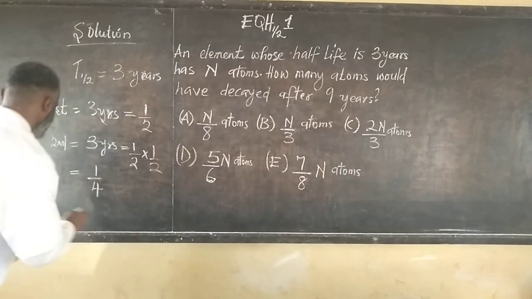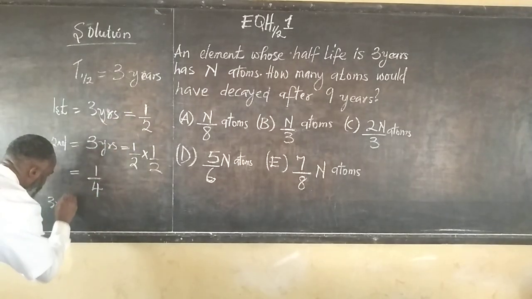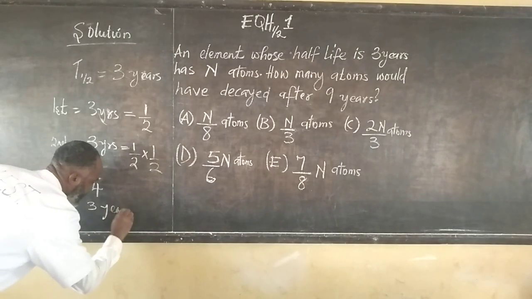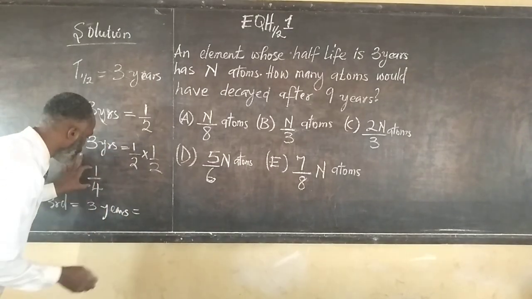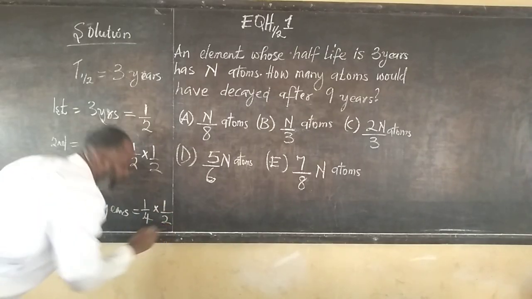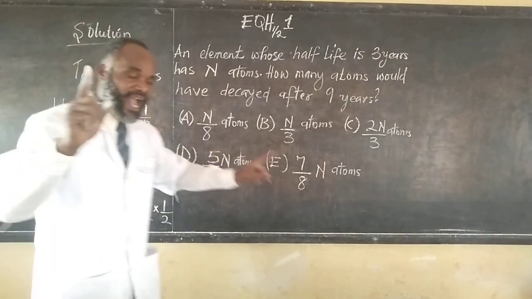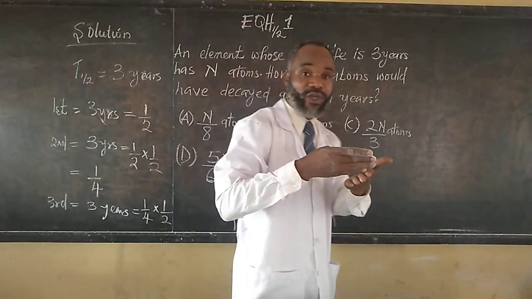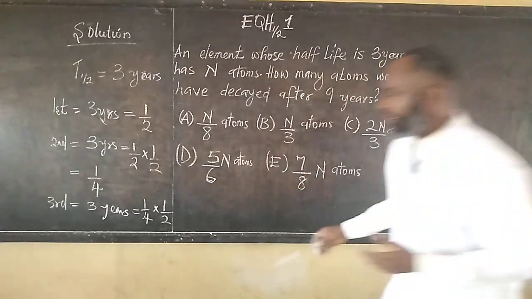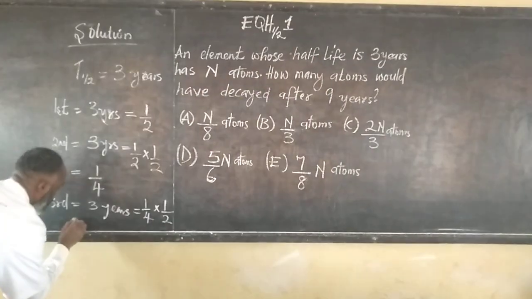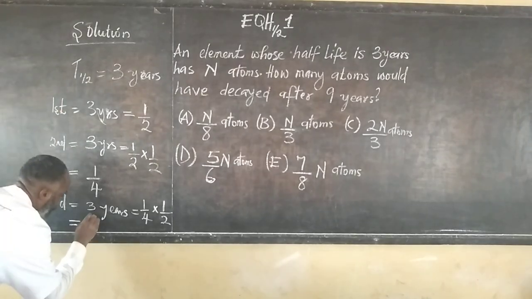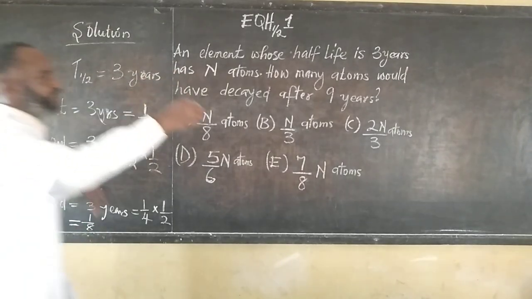Then the third cycle of it is another 3 years, which gives us 1/4 times half, because every 3 years, half of the radioactive element will decay. That's what it means. So this will give us 1/8.